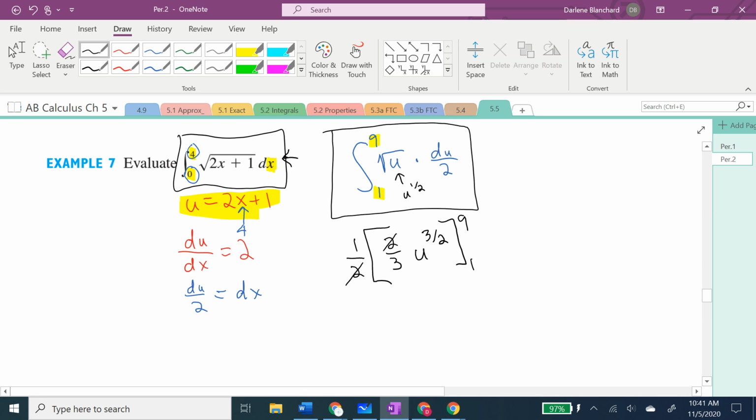Then I end up getting 1/3 times, and I'm sorry I'm going through this quickly, but I've got to. When I plug 9 into the u, I first take its square root, and then I cube it. So square root of 9 gives me 3. 3 cubed gives me 27. When I plug in 1, I get 1. And I wind up with the fraction 26/3 is my answer. Yay!